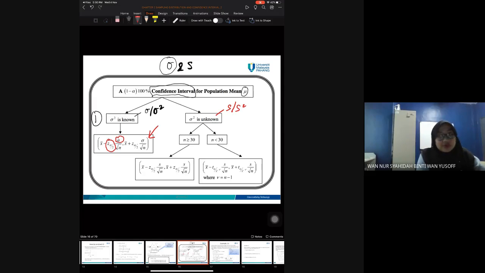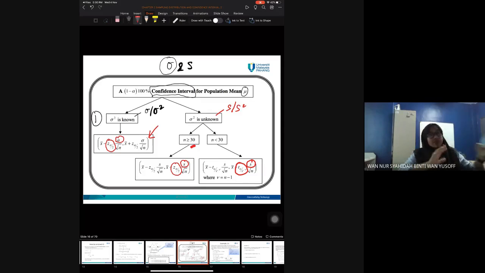If unknown, then you need to identify whether you have a larger sample or a small sample. Larger sample means n greater than 30 and small sample means n less than 30. If greater than 30, then you have the formula with the Z and also S. Why S here? Because there is no sigma, so it is for the unknown. For n less than 30, the formula with S but T. For the small sample, we use the T distribution.